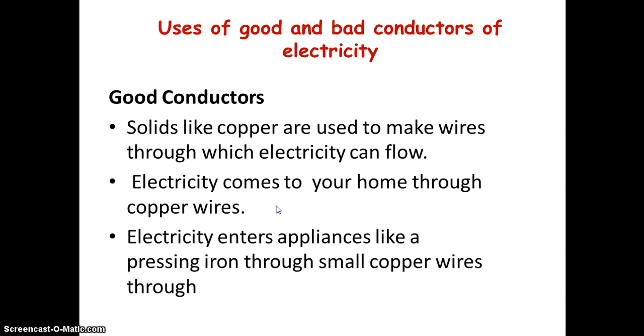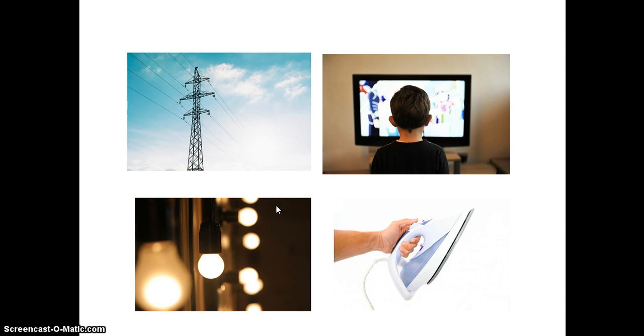Okay, and of course electricity enters appliances like a pressing iron, which you use to iron your clothes. Electricity enters through such appliances through small copper wires. Okay, so some things I've talked about, you can see them here. I mentioned the copper wires which run from pole to pole, and you can see in this image, I believe you've seen structures like these along the road, and different houses and buildings get their electricity from the wires which run from those poles and pylons.